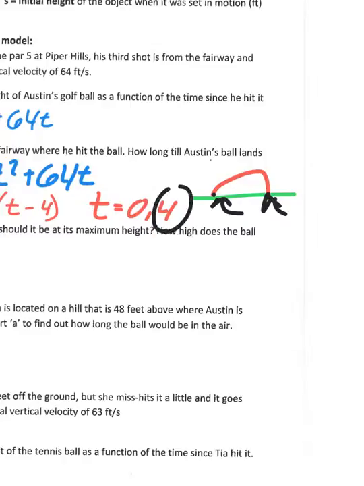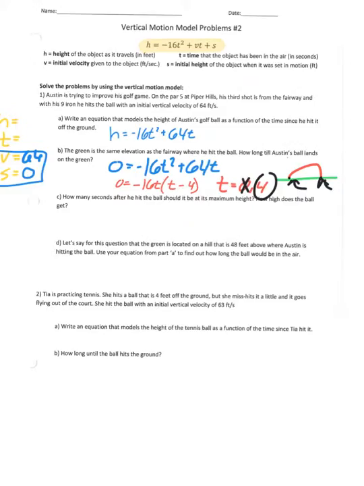Well, in this case, it's 4 seconds. 0 makes sense, but it's just not our answer for this one. So 4 seconds for that part. Okay, part C says after how many seconds after you hit the ball should it be at the maximum height?